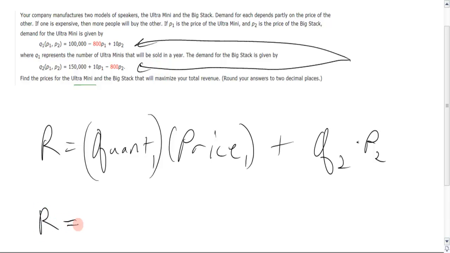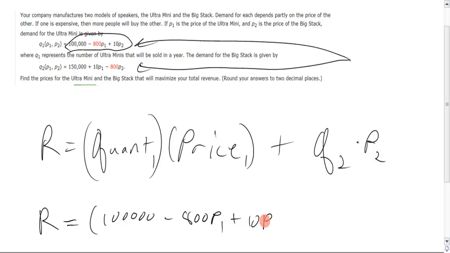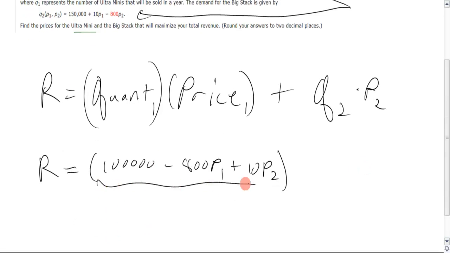So revenue is equal to, well, we know the quantity of our first item is really just this equation right here. So the quantity would just be 100,000 minus 800 times the price of the first item plus 10 times the price of the second item. So this whole formula right there just represents Q1. So now we still need to multiply that by the price of the first item. And there you go. That takes care of the first part of our equation.